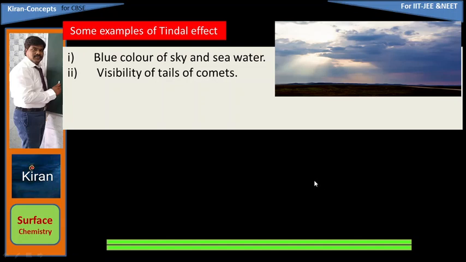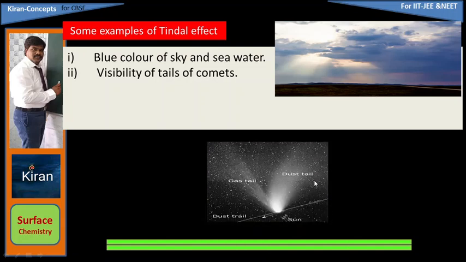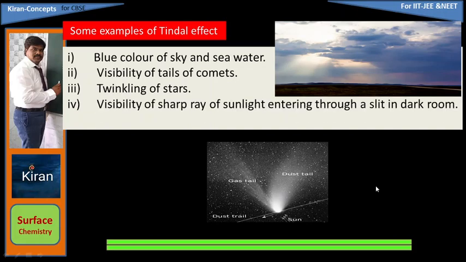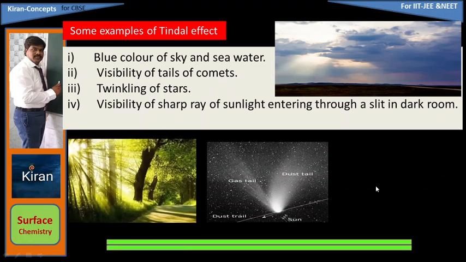Visibility of tails of comets. Because of this reason, we are seeing this visibility. Twinkling of stars. Visibility of a sharp ray of sunlight entering through a slit in a dark room. In the dark room, we see all the rays because of the presence of colloidal particles. This phenomenon is known as the Tyndall effect. Visibility of projector path and circus light.